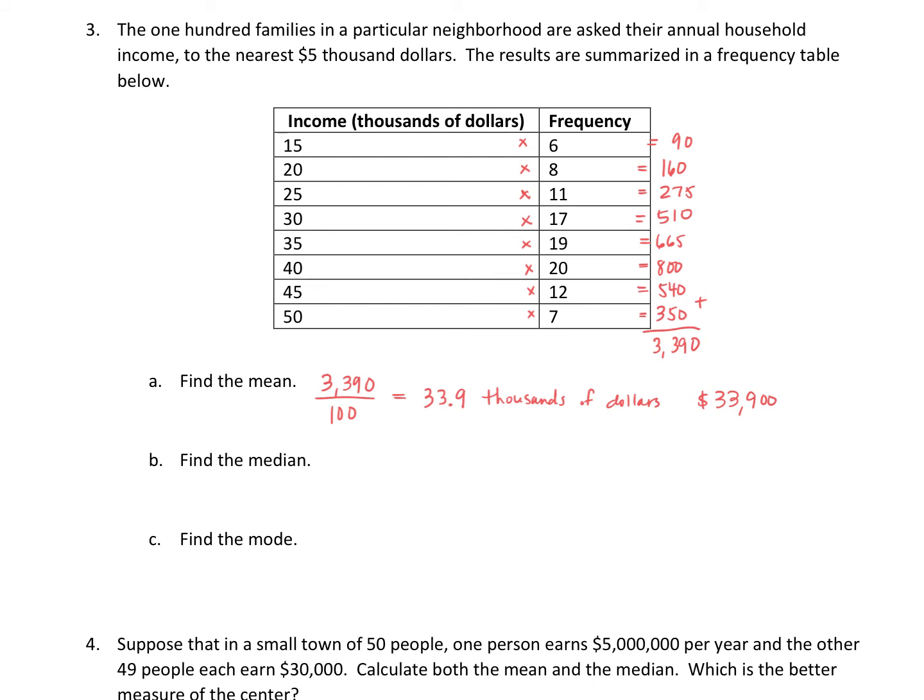Now we want to find the median. So the median is a little bit tricky when you have a chart. If you have 100 items, what you want to do is find the middle. So 100 divided by 2, because you have 100 items, is 50.